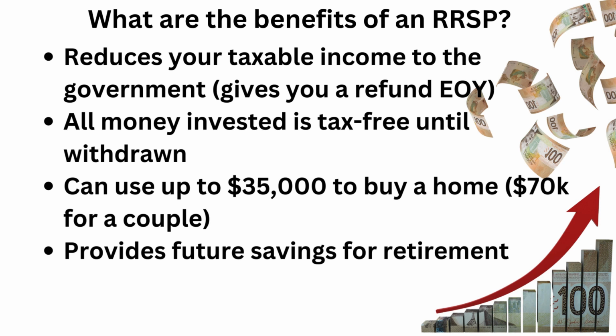The second point mentions all money invested is tax-free until withdrawn. So the trade-off is I have now put in $10,000 into RRSPs. I didn't pay any tax this year, so likely what will happen is when you file your income taxes, you will get a tax refund, assuming you've paid taxes throughout the year and you're not owing the government a bunch of taxes. And then when you go to use that money, whenever you choose to withdraw it, which is usually your retirement, you will then pay taxes on it.